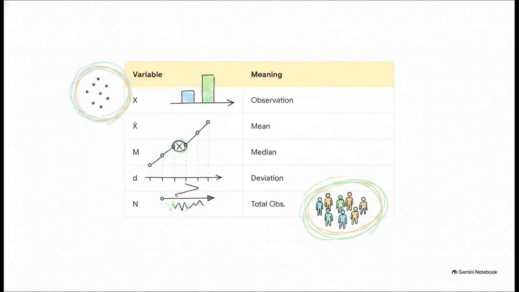X bar is your mean. M is your median. That lowercase d is the deviation distance we were just talking about. And n is simply the total number of observations you're looking at. Keep this legend in your back pocket because it basically unlocks everything we're about to do.